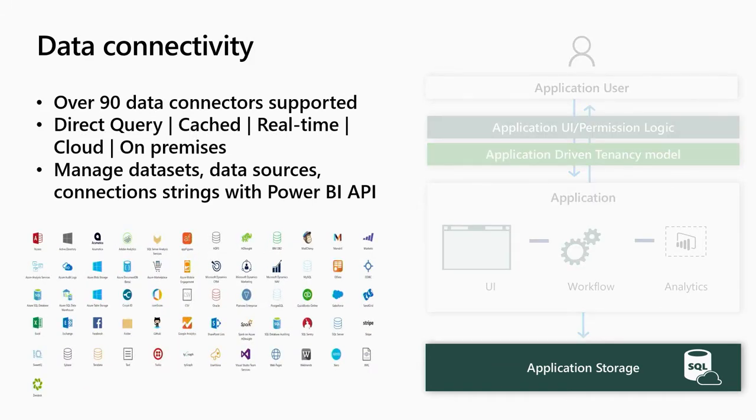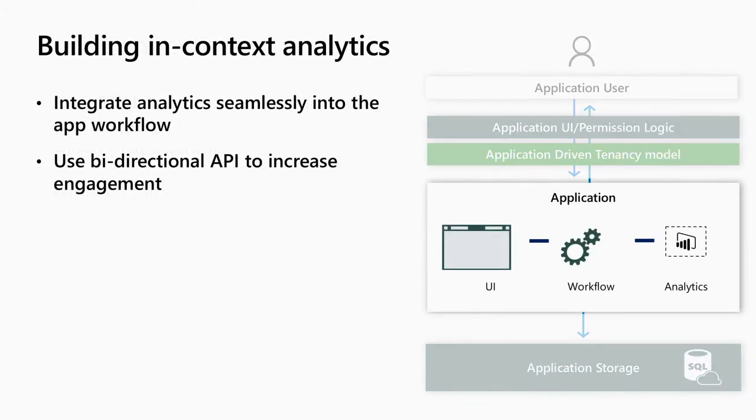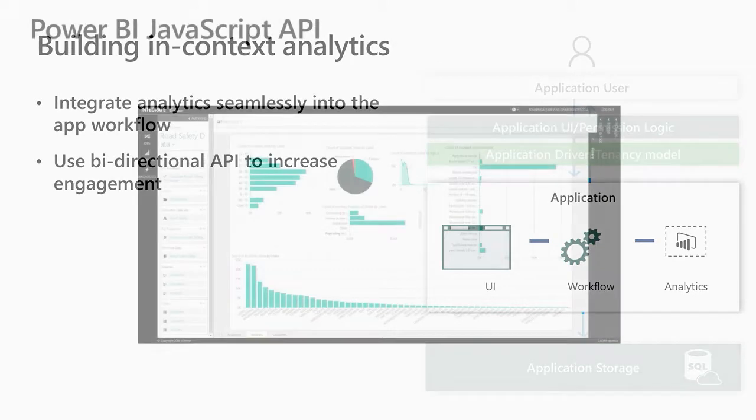So the first layer is the application storage. Power BI supports out-of-the-box over 90 data connectors, such as direct query, cache, real-time, on-prem, and many more. And if you can't find a connector that you need, you can even create your own custom connector. Second is the application. You can integrate analytics seamlessly into your app workflow, and you can use the bidirectional API to increase engagement. This bidirectional API is the Power BI JavaScript API.